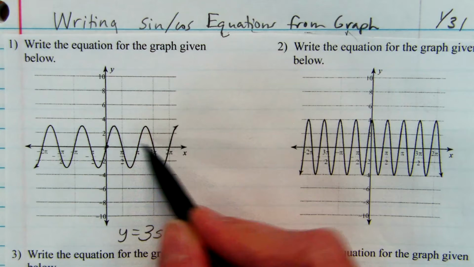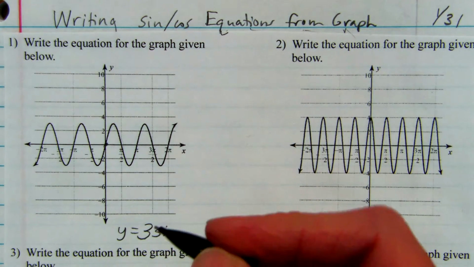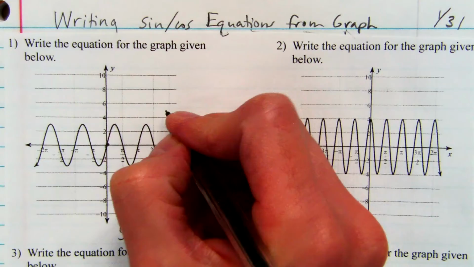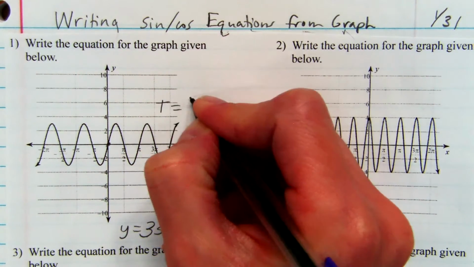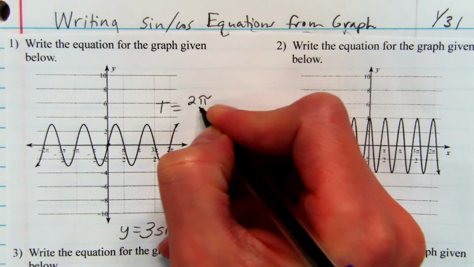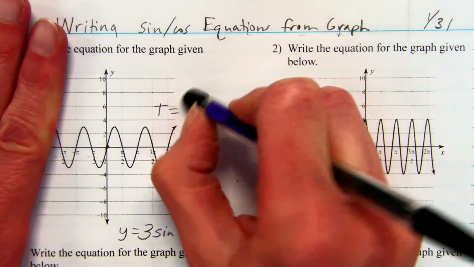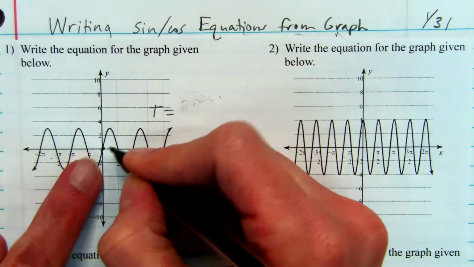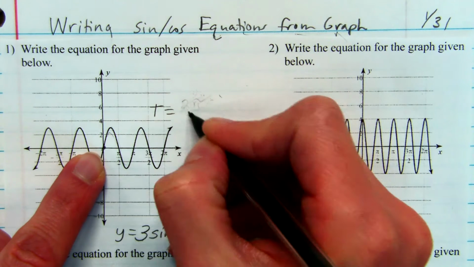All right. The other thing we need to figure out is the period. So the period, T, we're going to take 2 pi. The period, if we're looking at it, is pi, because it starts here, and starts over at pi.